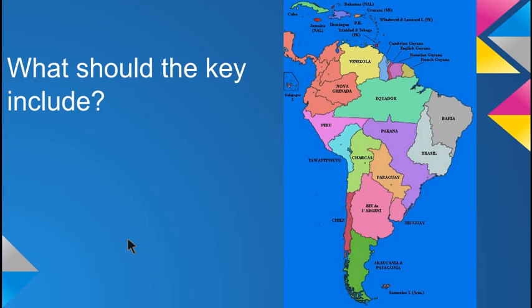This is a very simple map of South America. What would a key, if they had the decency to include one, what would it say?